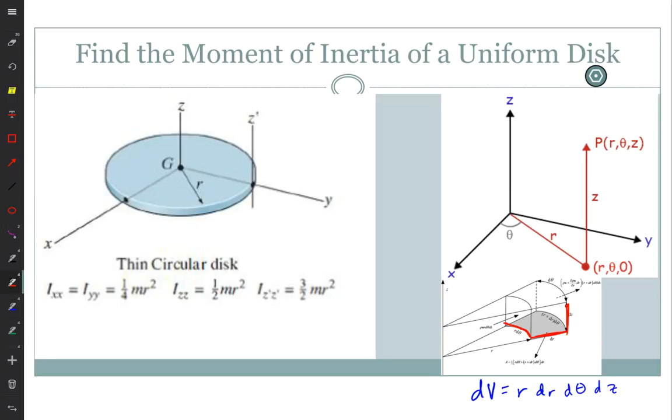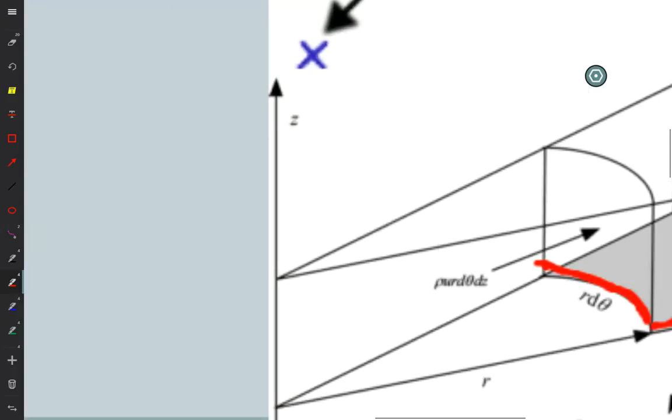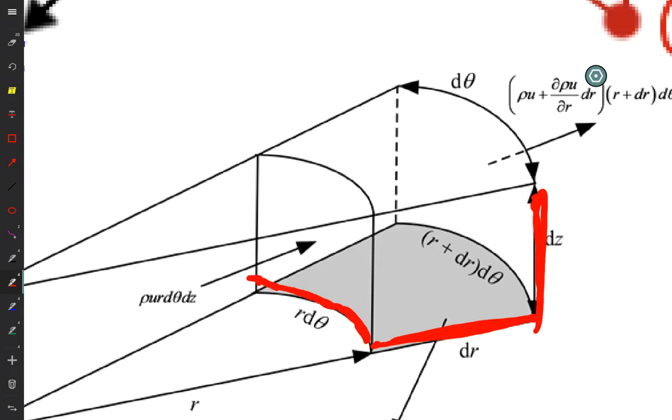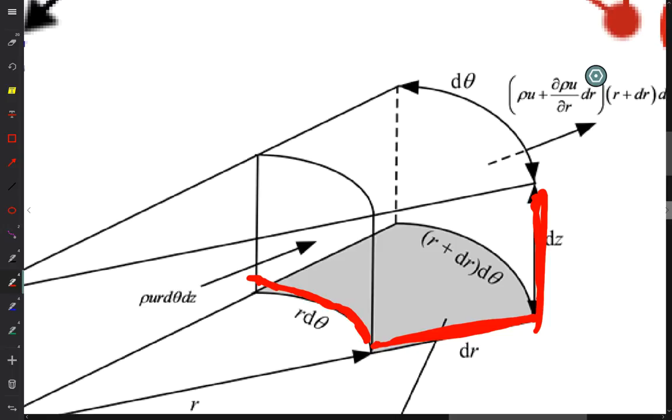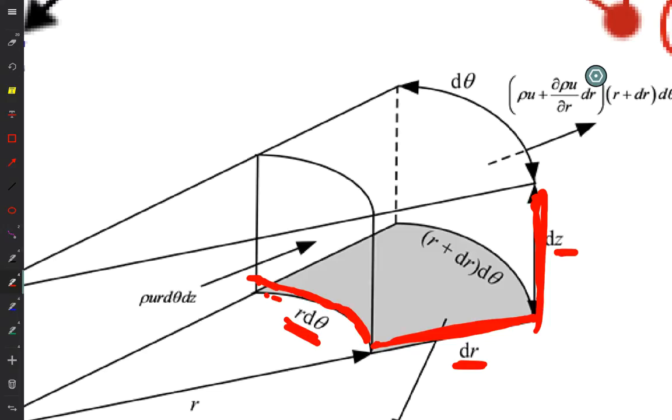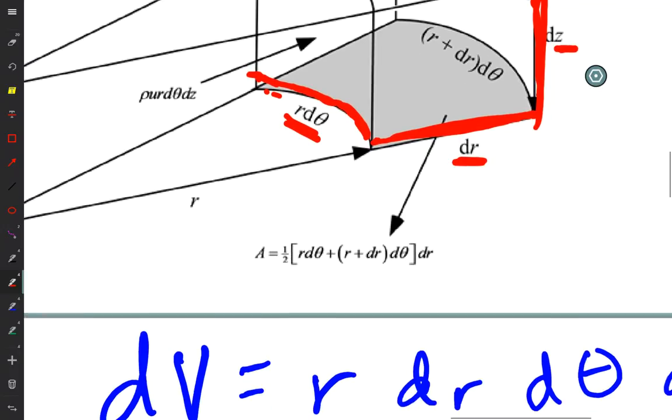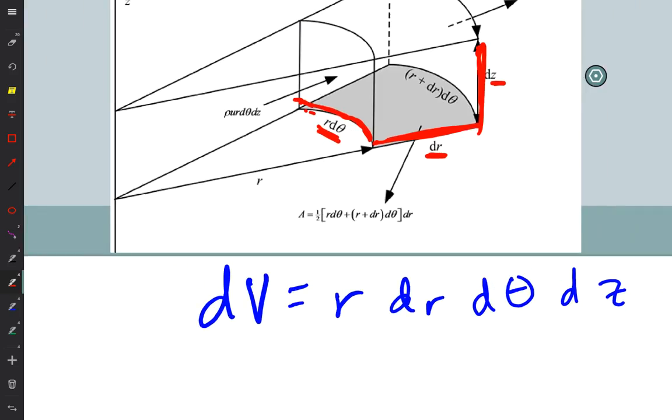For a cube, the volume is x times y times z, or base times width times height. And so my base is r d theta, my width is dr, and my height is dz. I should zoom this in because you can't see this, can you? And so I just multiply those together to get my d volume. Multiplying those together gives me d volume equals r dr d theta dz.